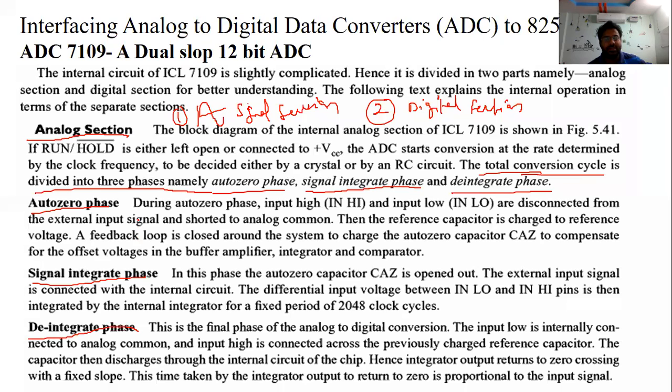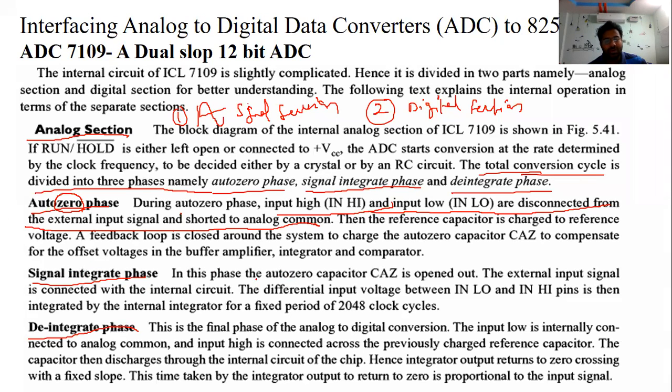We can see it now. So what is this auto zero? Now see this auto zero phase. During this auto zero phase, the input is connected. In this phase, the input and output are disconnected from the external input signal and shorted to analog common. Now see the signal integrate phase.